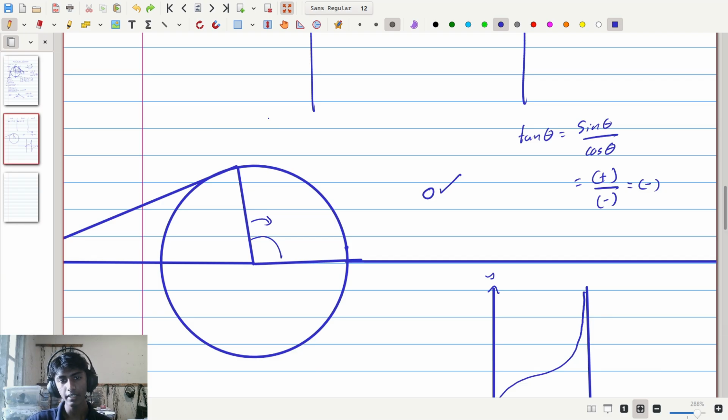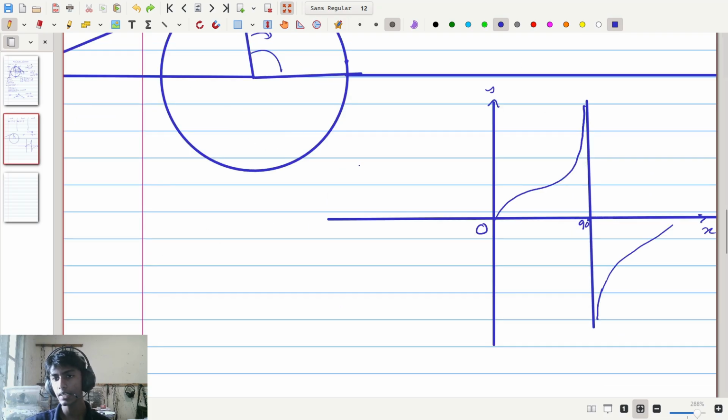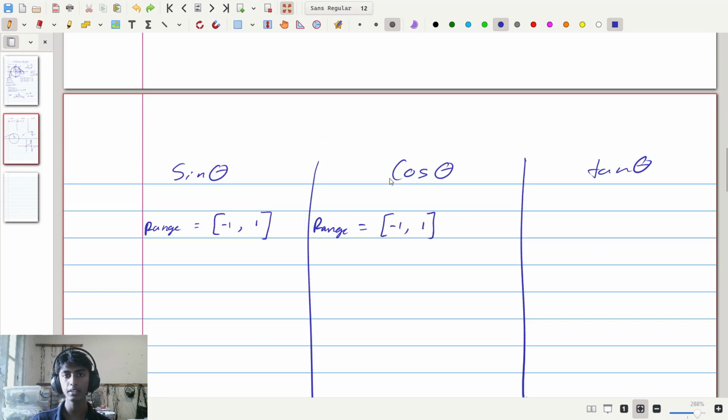The tan theta is not defined as the length of the tangent. It only happens to be the length of the tangent exactly when the angle is between 0 and 90, and also between 180 and 270, which we will talk about later. But for now, note that tan theta can go anywhere from positive infinity to negative infinity, which means that the range of tan theta is from positive infinity to negative infinity.